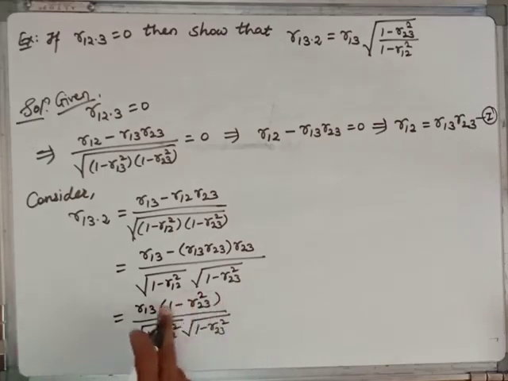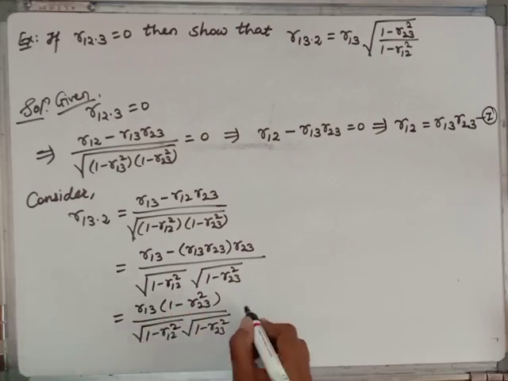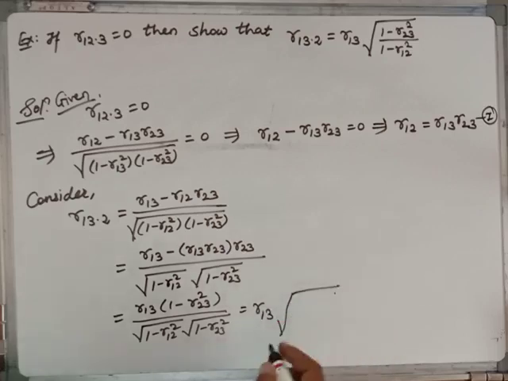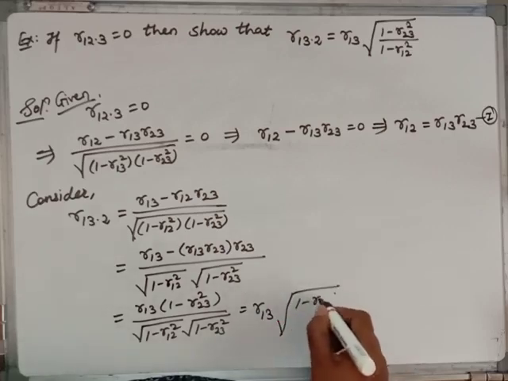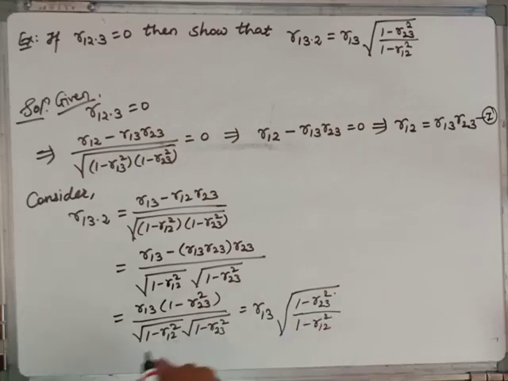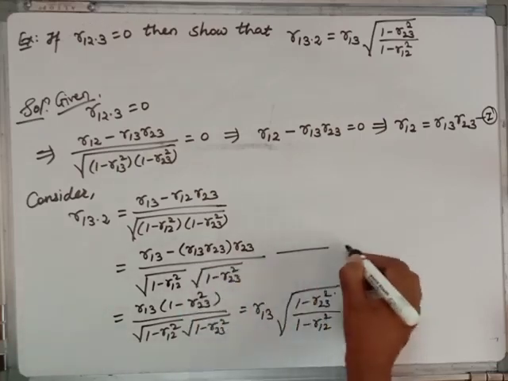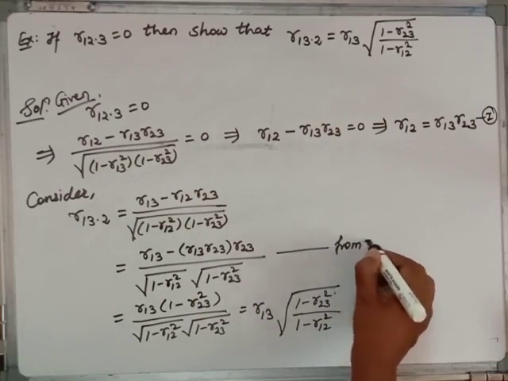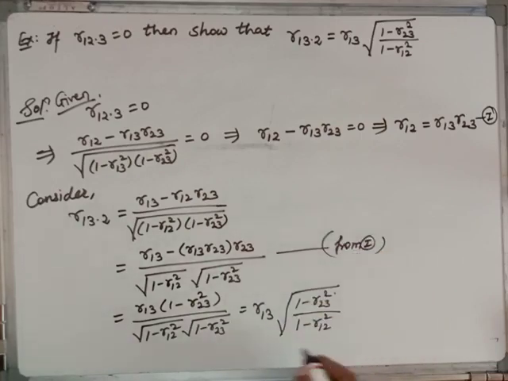Look at this, this is without square, so we can write it as square root square. So one of the square root is cancelled. What does it give? It is R13 into, we can write them in a single root, 1 minus R23 square upon 1 minus R12 square. This is the required one. Here from equation 1 we can say the reason for this. Okay, so as such we can solve these questions.